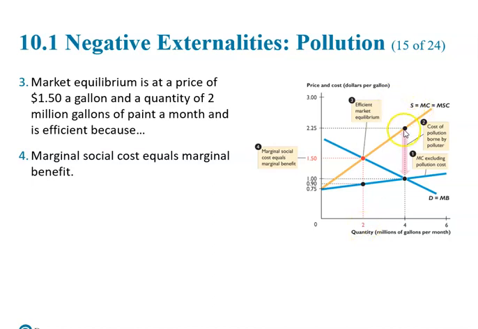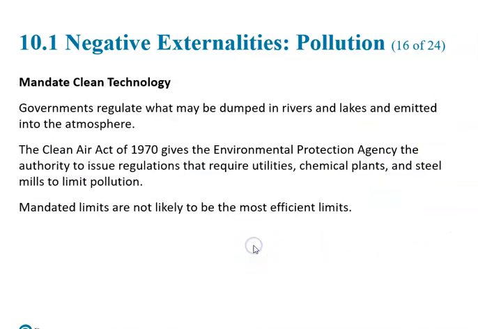So if this cost of pollution was not included over here, then you would be looking at an overproduction of 2 million gallons per month to 4 million gallons per month.